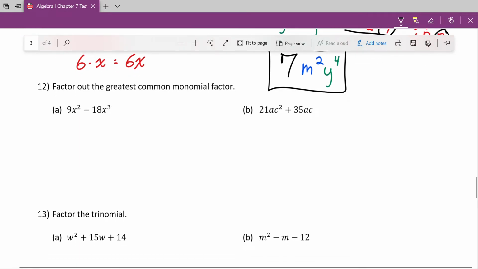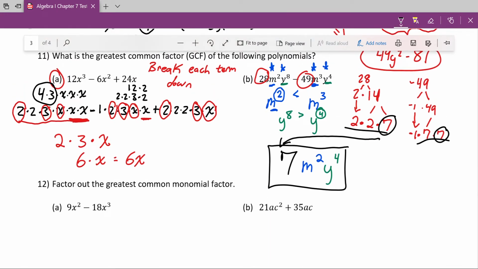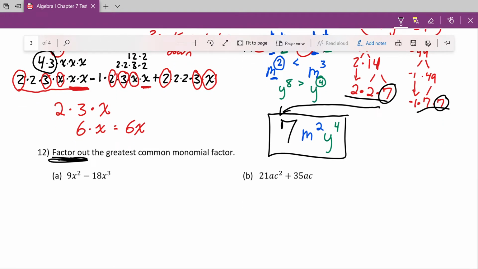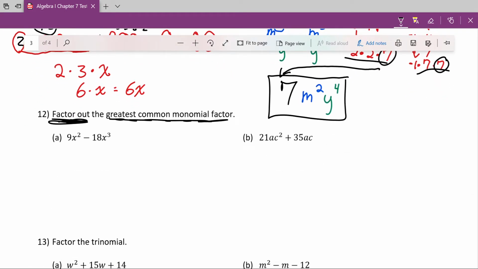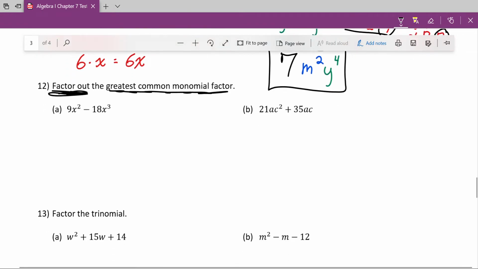So number 12, we're going to factor out the greatest common monomial factor. The thing, though, that strikes me is it says factor out. It doesn't say find the greatest common factor. What it says is factor out. We want to find the greatest common factor, which says right here, factor out the greatest common factor. But we also are going to write or keep what is left over. So the first thing I'm going to do is 12a. I'm going to write it out just like I normally do. And then 12b, we'll do it the shortcut way. But let's start with 12a.